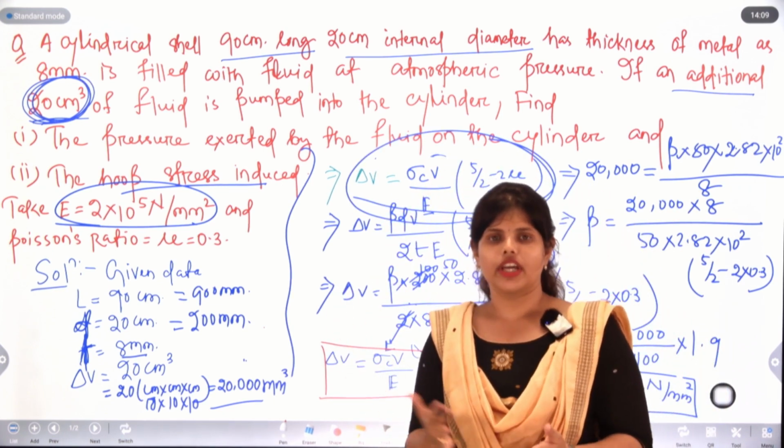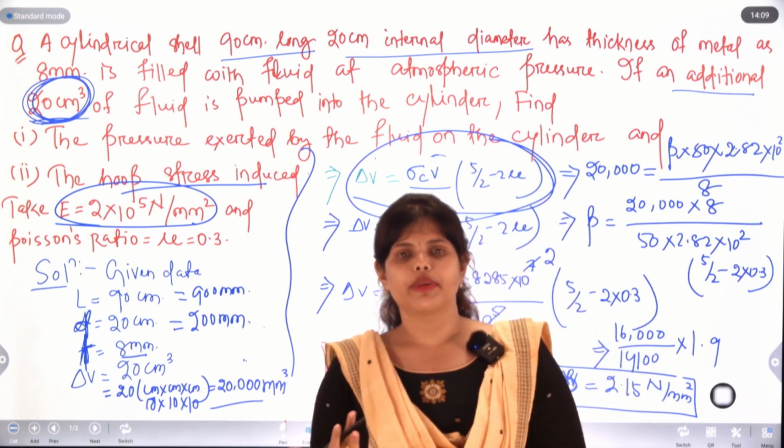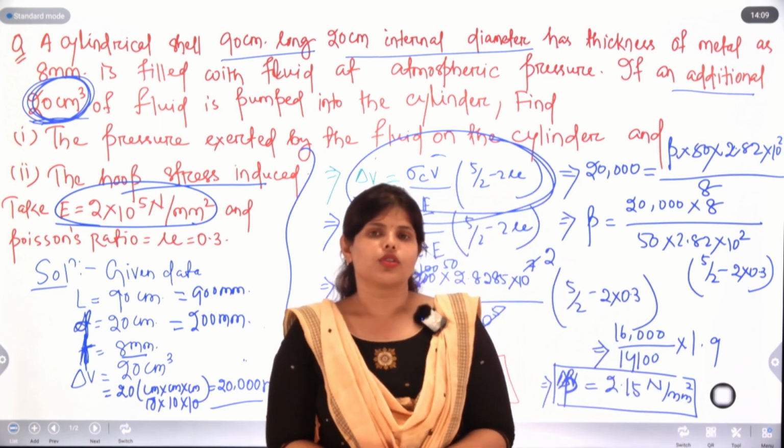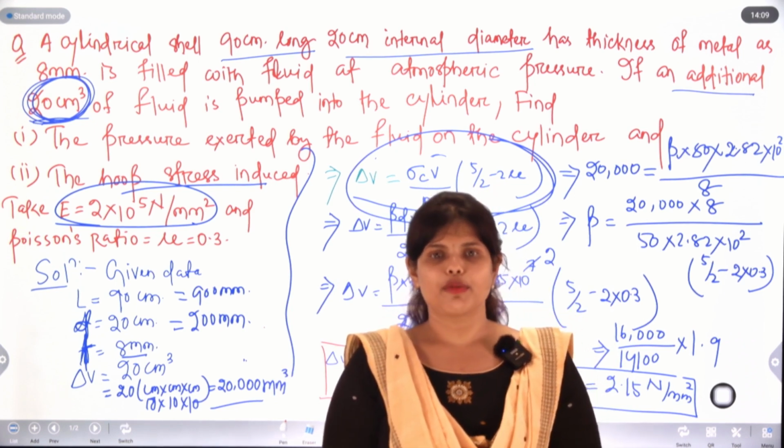So in this class we have solved this type of numerical to calculate pressure and all. So I think you understand it properly.